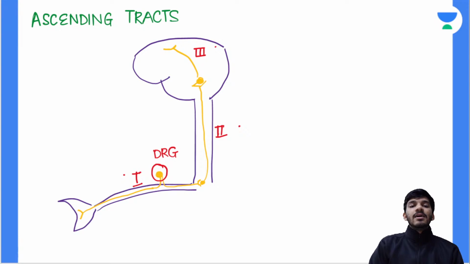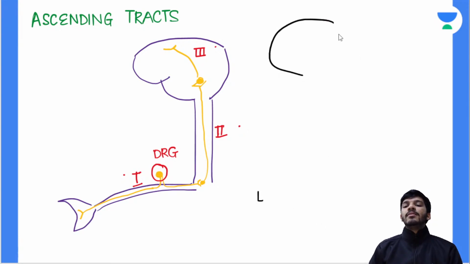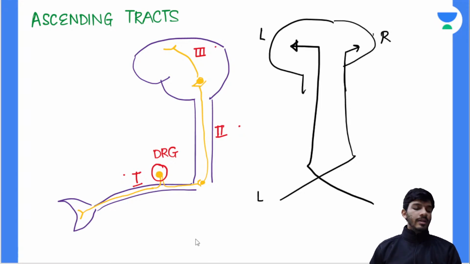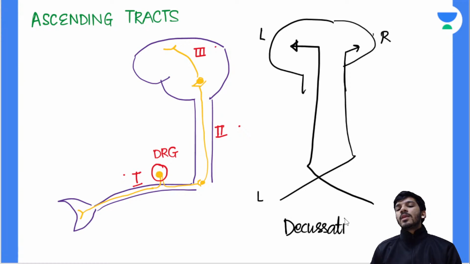The other concept is that, let's say this is from the left half of the body and this is your brain. Your brain, you all know, has a left and a right. So most of the information from the left side has to cross to the right side and then be conveyed to the right side. So it almost always crosses over to the other side before reaching the brain. This crossing over is called decussation. So these two concepts should be clear, decussation and first order, second order, third order neuron. Then we can proceed ahead.